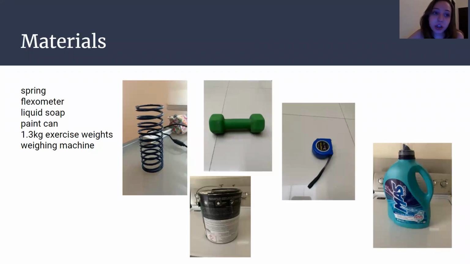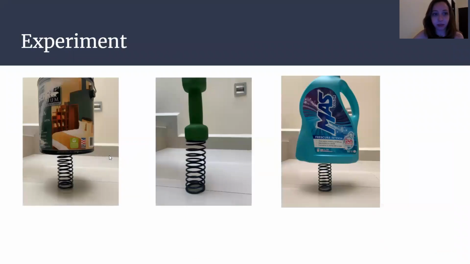The materials I used are a spring and a flexometer to measure the length of the spring. For objects, I decided to select a liquid soap, a paint can, and a 1.3 kilograms exercise weight. And to measure the mass of these three objects, I used a weighing machine.